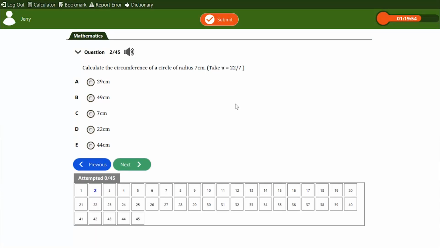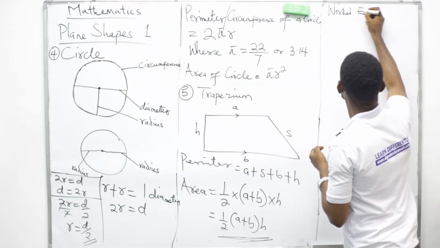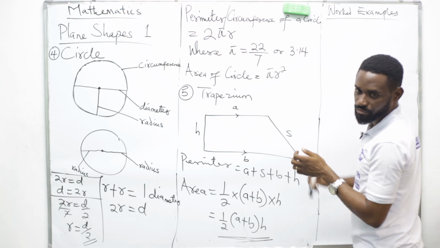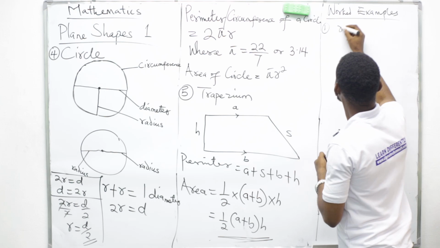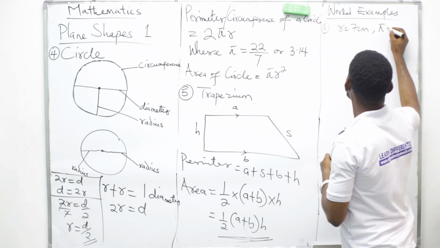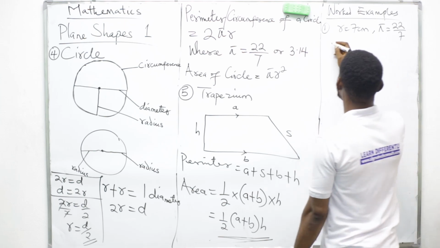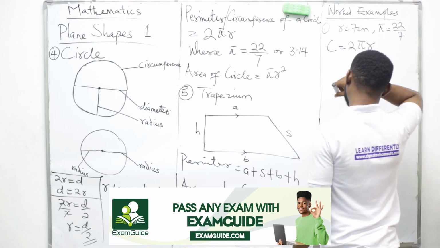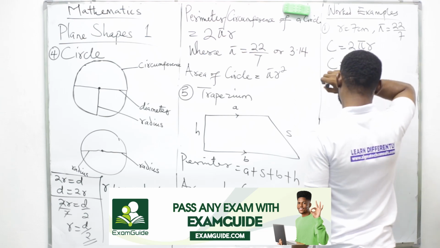This is number 1, worked examples. They said the radius is equal to 7 cm. Then we should take pi as 22 over 7, and they're asking us for the circumference. So the circumference C is equal to 2 pi r.